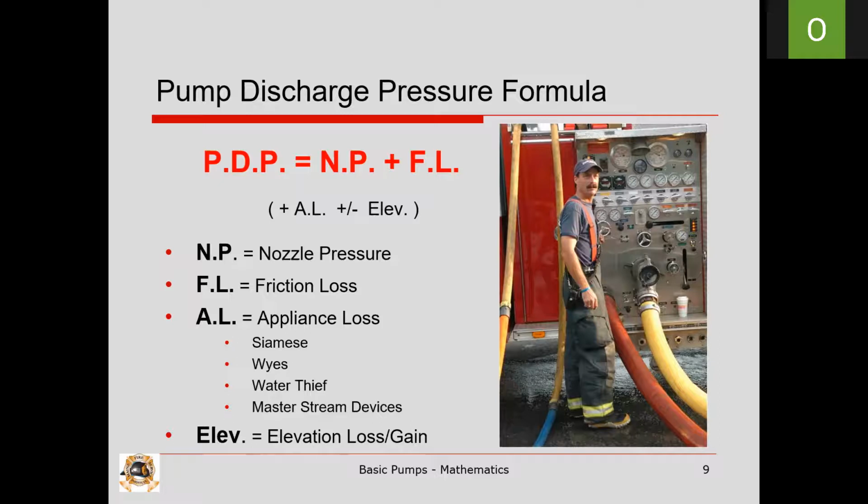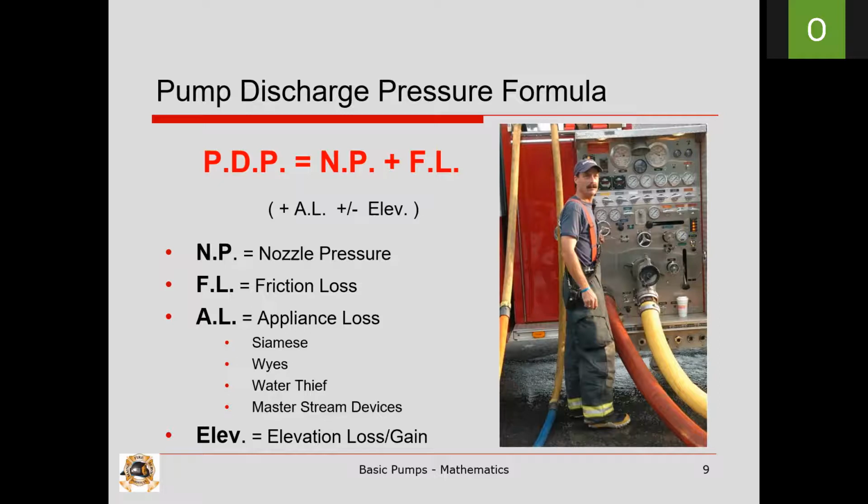And then elevation. Elevation is obviously the change in the height of where you are to where you want to put the water. Now, this can be floors in a building, or it can be a hill. So if your water supply is at the top of a hill and you're pumping down to the fire, you may not even have to be there. Or you're just going to have to run the truck at an idle. If it's the other way around and you're pumping the water up the hill, you have to take that into account.